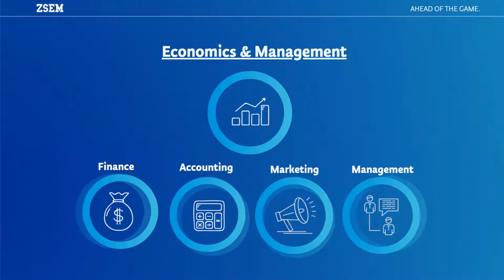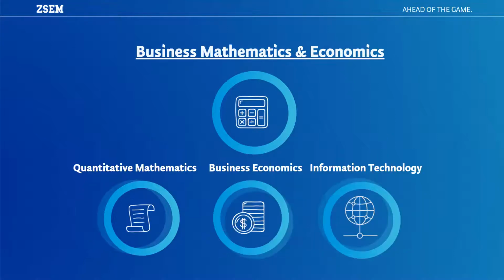So one of the bachelor programs held in English is Economics and Management. And here you can take courses in the fields of finance, accounting, marketing, and management. The second bachelor program held in English is Business Mathematics and Economics. And here you can take courses in the fields of quantitative mathematics, business economics, and information technology.